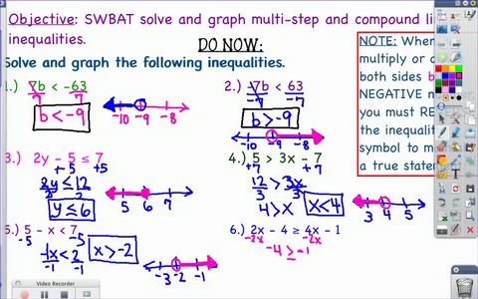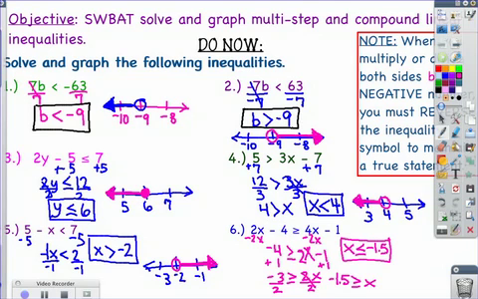Next, I can add 1 to both sides, which gives me negative 3 is greater than or equal to 2x. Divide both sides by 2, and I get that negative 1.5 is greater than or equal to x. For my final answer, I can flip everything around, so x is less than or equal to negative 1.5. Then I draw my number line. Negative 1.5 is included as a solution, so it's a solid circle, shaded to the left.